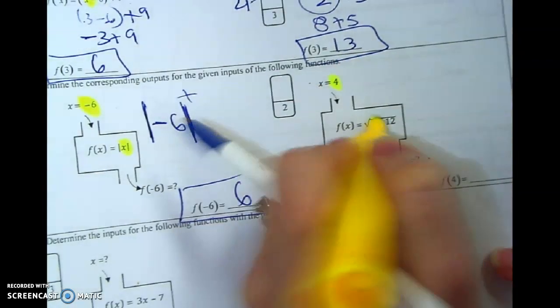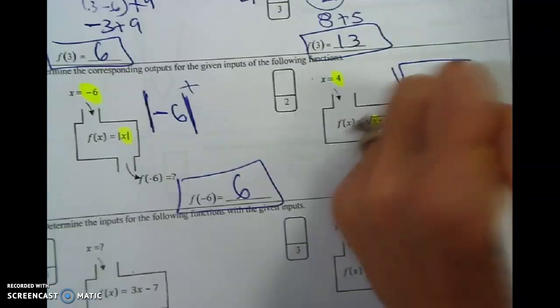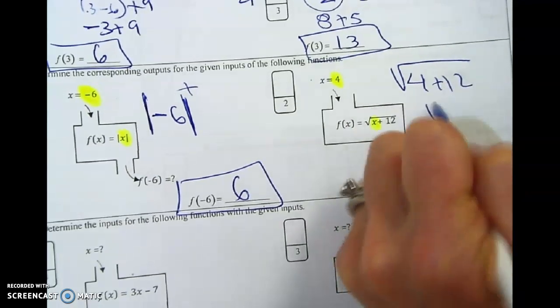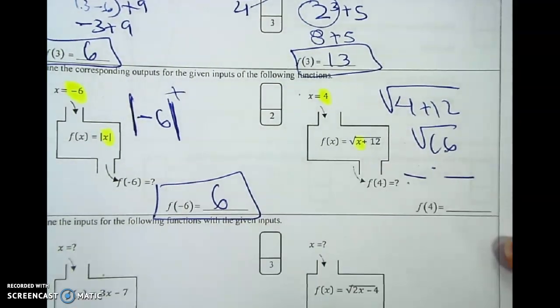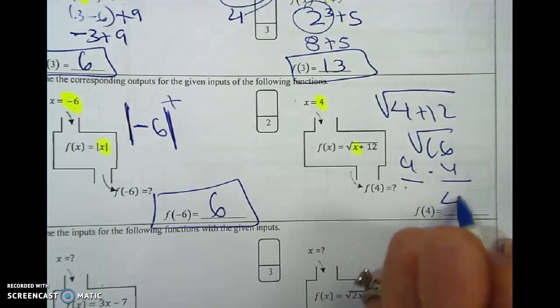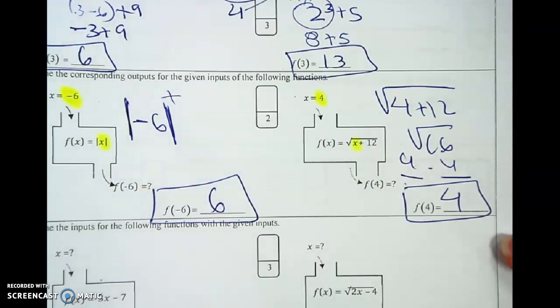This one is square root. So the square root of 4 plus 12, the square root of 16. I'm thinking, what times what gives me 16? That's 4. That's the answer.